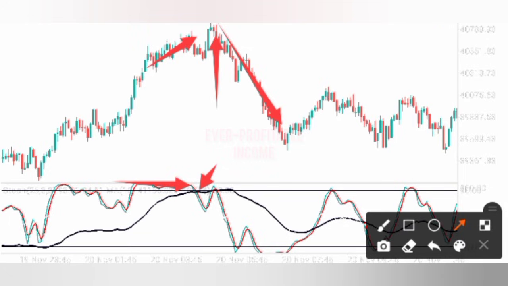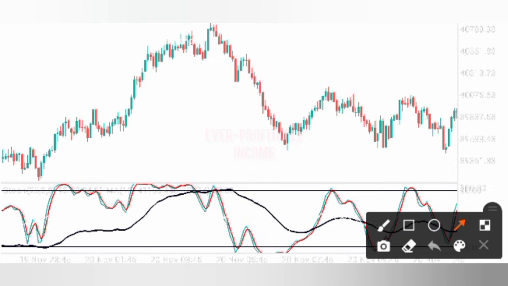So ensure you follow it accurately. Do not just say the stochastic oscillator is at the overbought level or the oversold level and then you go into a trade. No, wait for an interception of the moving average. This is going to make you profitable, and ensure that you check out which candlestick pattern appears.